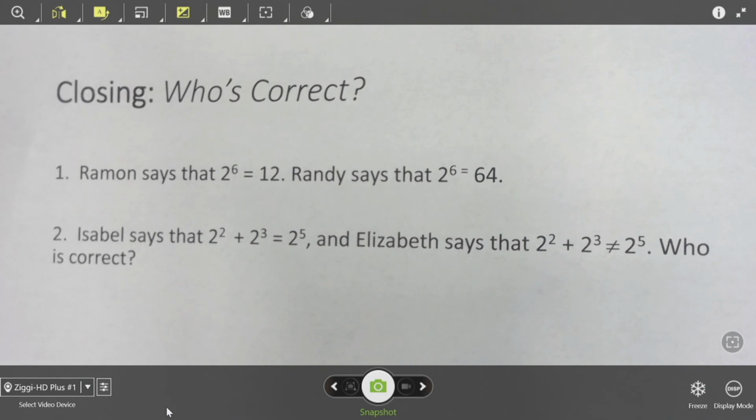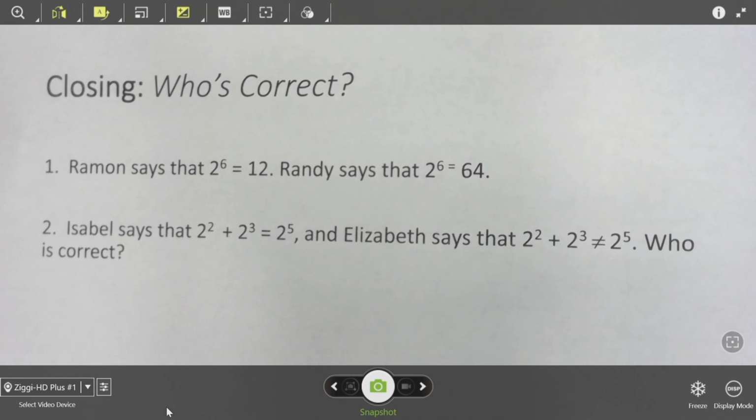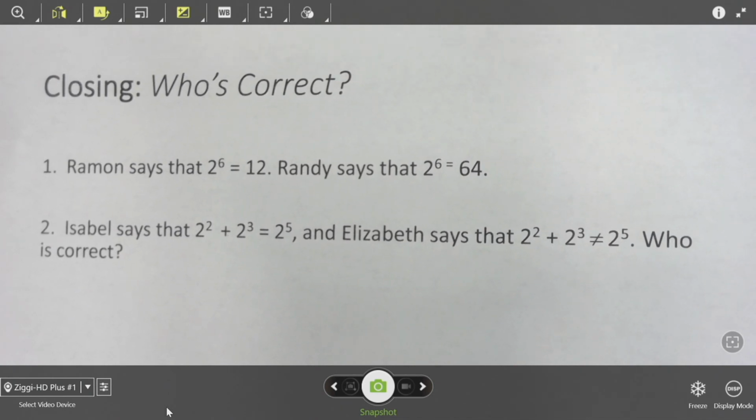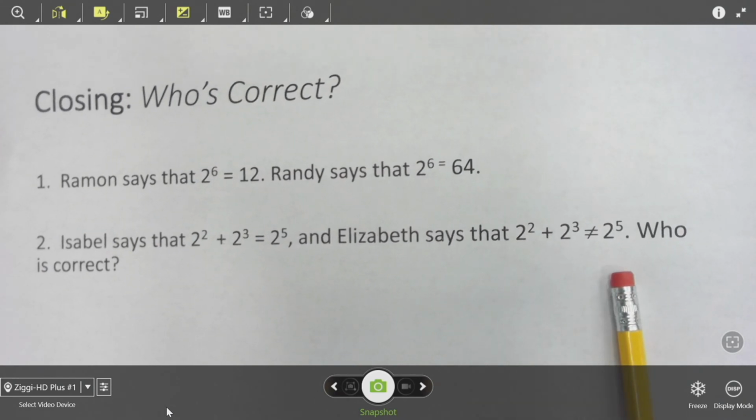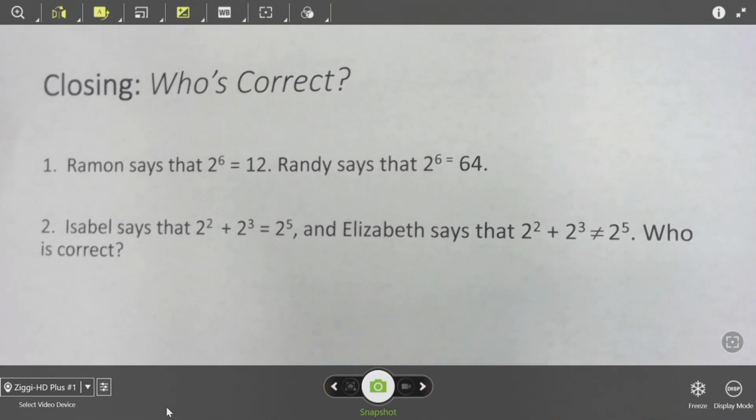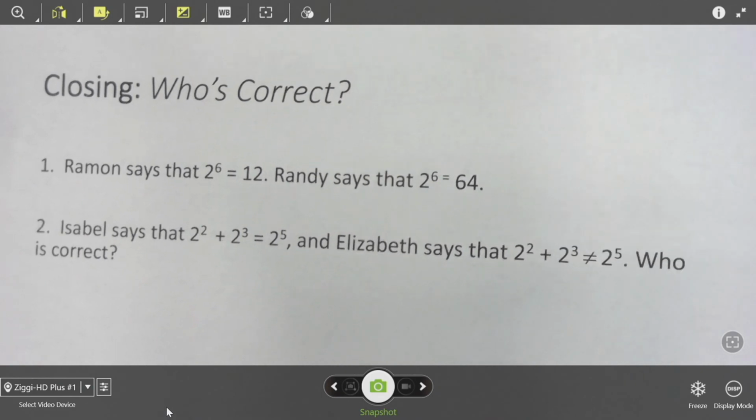Okay, let's take a look at the second one. Isabel says that 2 to the second power plus 2 to the third power equals 2 to the fifth power. And Elizabeth says that 2 to the second power plus 2 to the third power does not equal 2 to the fifth power. Who's correct? Absolutely, Elizabeth is correct, isn't she? Because we went over no rule that says what we do when we're adding. If this were the case, you would do 2 times 2 plus 2 times 2 times 2. So Elizabeth is correct.